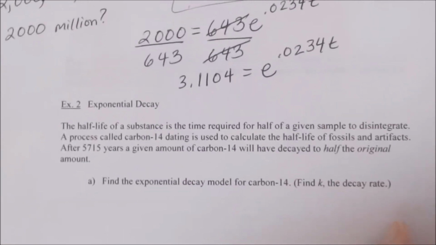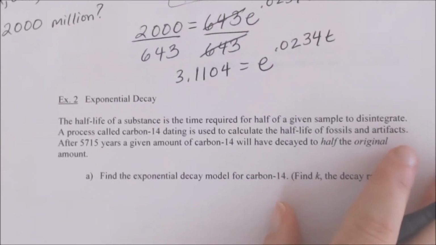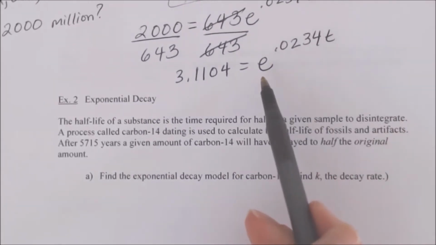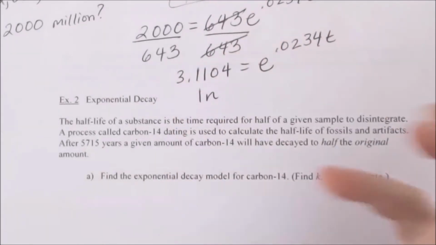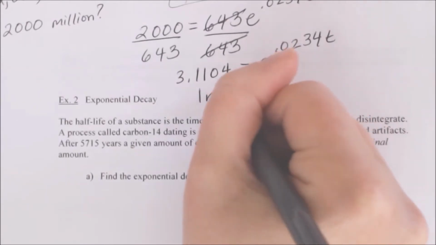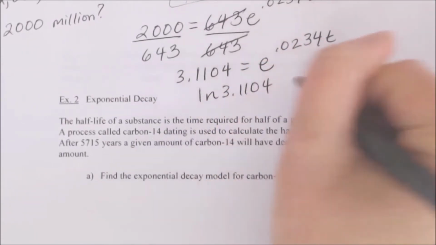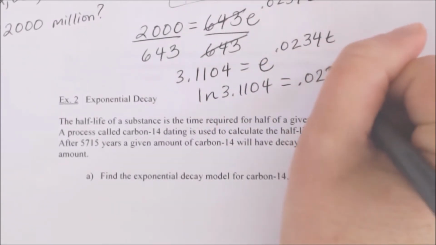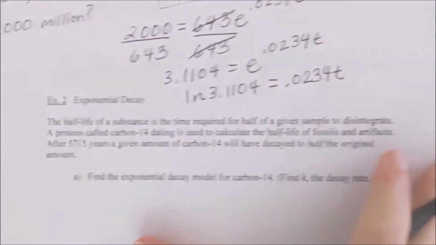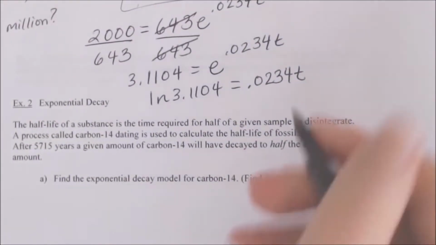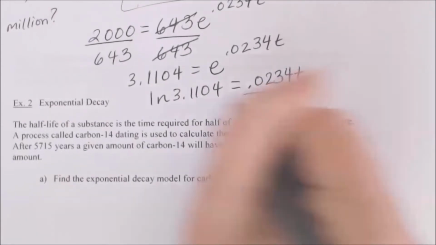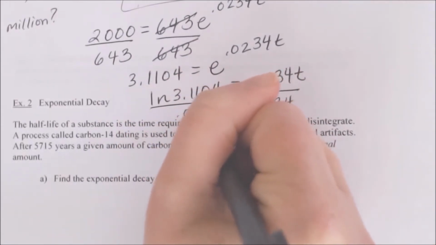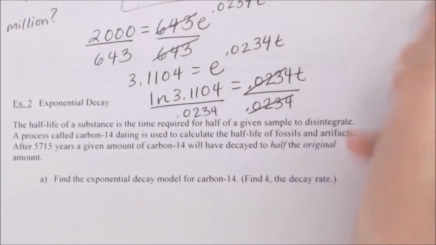So I've got an exponential equation here. We're going to change it to logarithmic form. The base is e, so I'm going to write it as the natural log of the other side: natural log of 3.1104 equals 0.0234t. And then last but not least, to get t by itself, I'm going to divide both sides by 0.0234. And then we're going to get a t value.